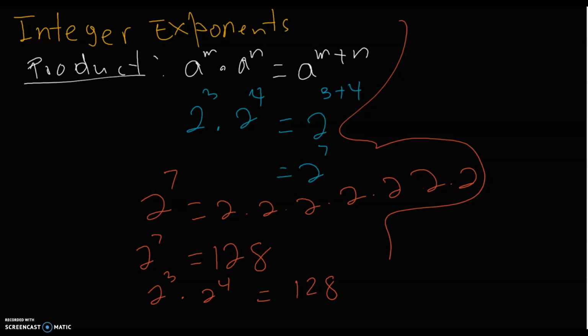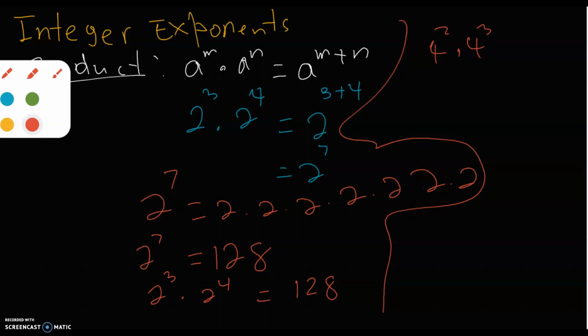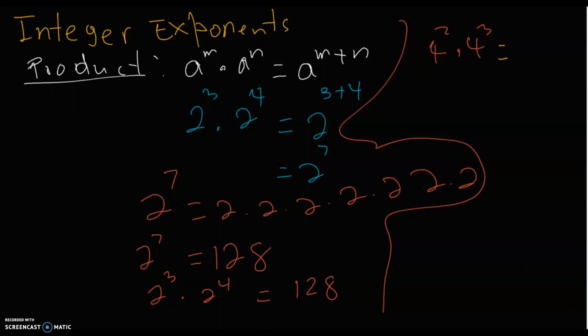Alright, I hope everybody can see here. Let's do 4 to the second power times 4 to the third power. Same base, right? We keep the base and we add the exponents. 2 plus 3 is 5. Wonderful. So 4 to the fifth power is 4 times 4 times 4 times 4 times 4, 5 times.